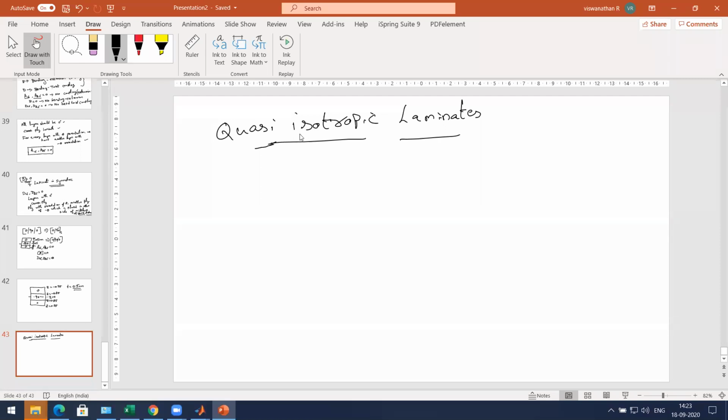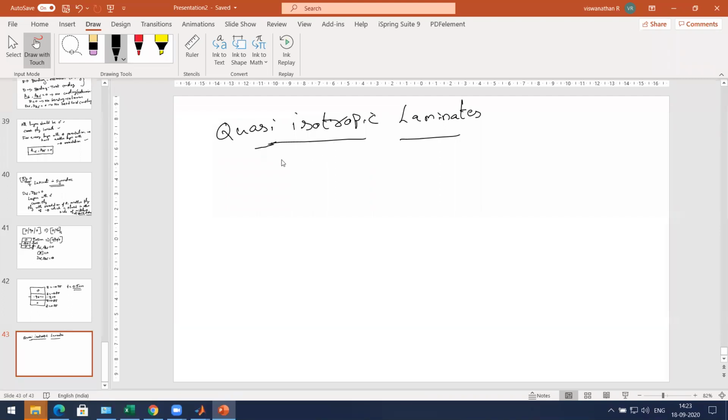See here, quasi, the dictionary meaning, if I have to take it out: apparently but not really, seemingly, being partly or almost. That's the meaning of quasi as per the dictionary. So quasi-isotropic means it's almost isotropic but not exactly. It's almost like an isotropic, but not actually like an isotropic.